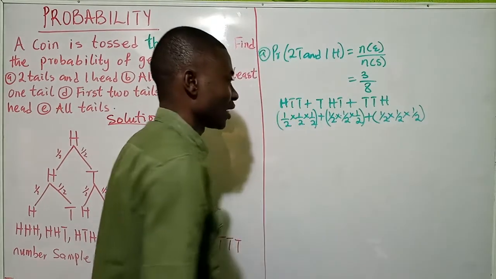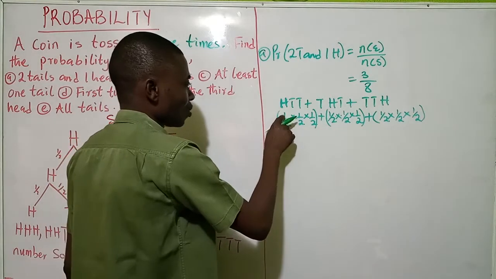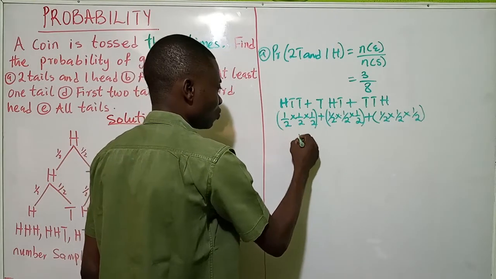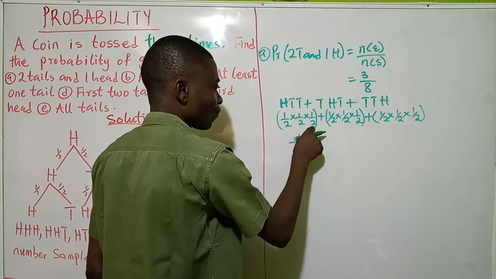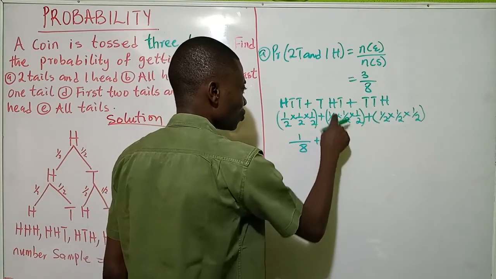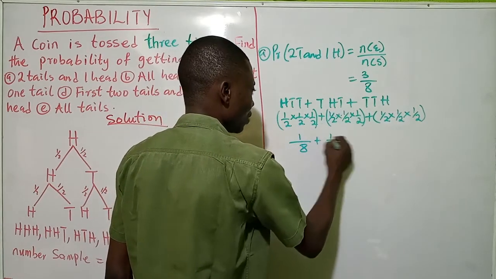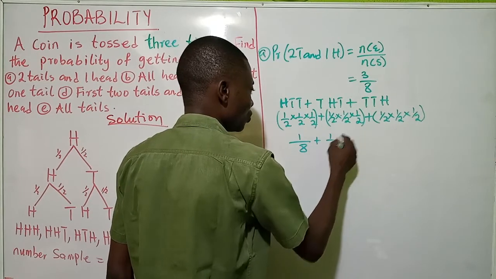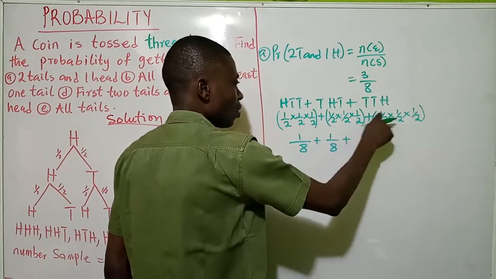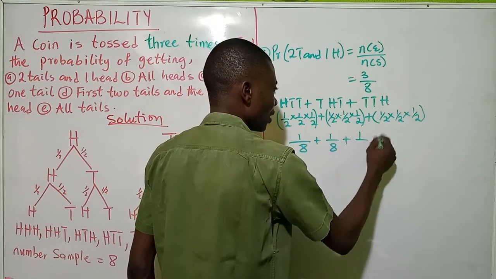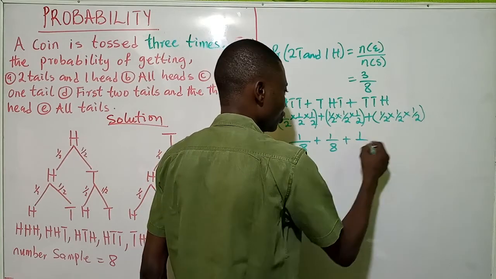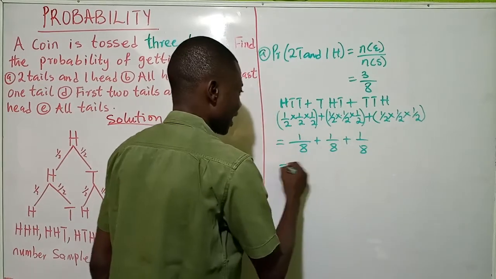Now let's solve all this together. Let's look at this. 1 times 1 times 1 is 1, over 2 times 2 is 4, 4 times 2 is 8. Plus 1 times 1 times 1 is 1 over 2 times 2 times 2 is 8. Plus 1 times 1 times 1 is 1, over 2 times 2 times 2 is 8.